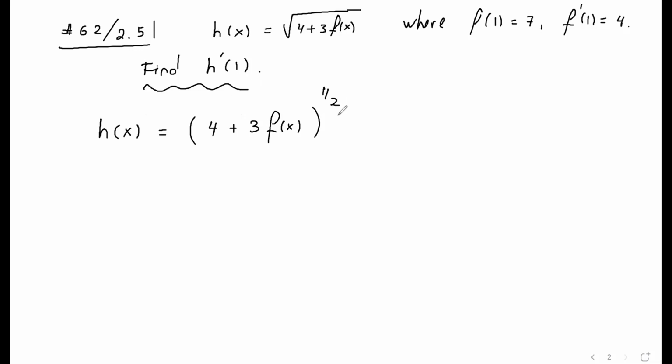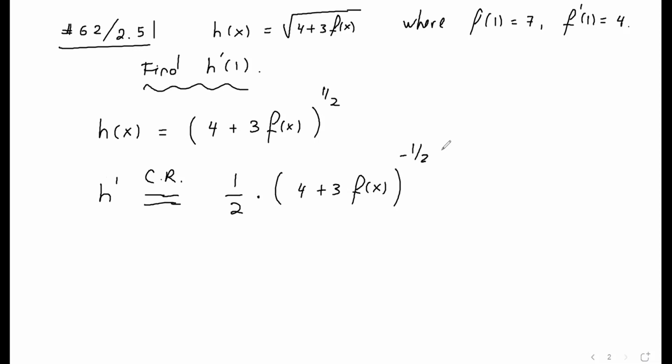Now, how do we do the derivative of that? Well, we said that when we have a power like that, you do the derivative as you just have the 1/2 power, and you take care of the derivative of the rest here. So h prime by the chain rule, again, I'm going to write CR here for the chain rule, is going to be 1/2 times the quantity 4 plus 3 f of x to the negative 1/2, which is 1/2 minus 1. This is, by the way, h prime of x. And then times 4 plus 3 f of x, the remaining quantity prime.